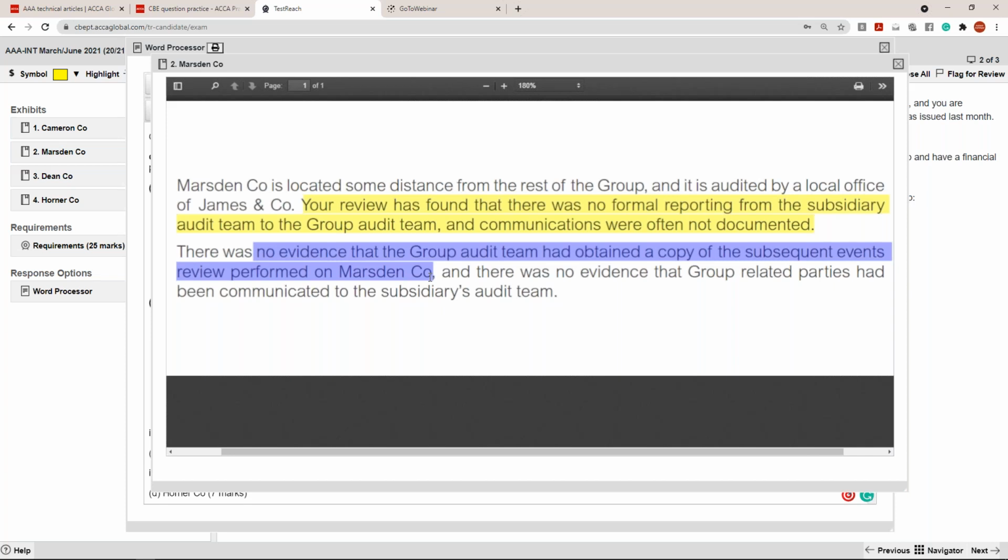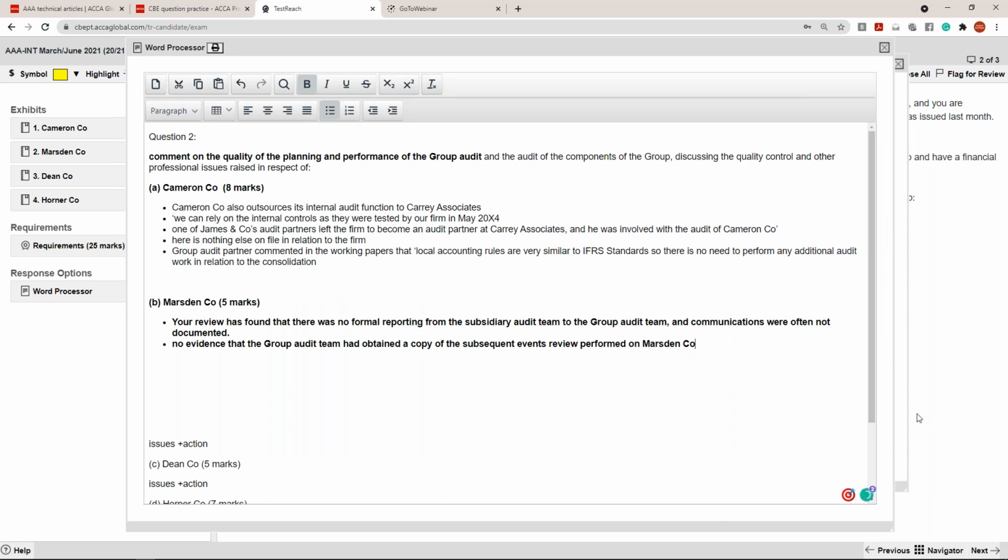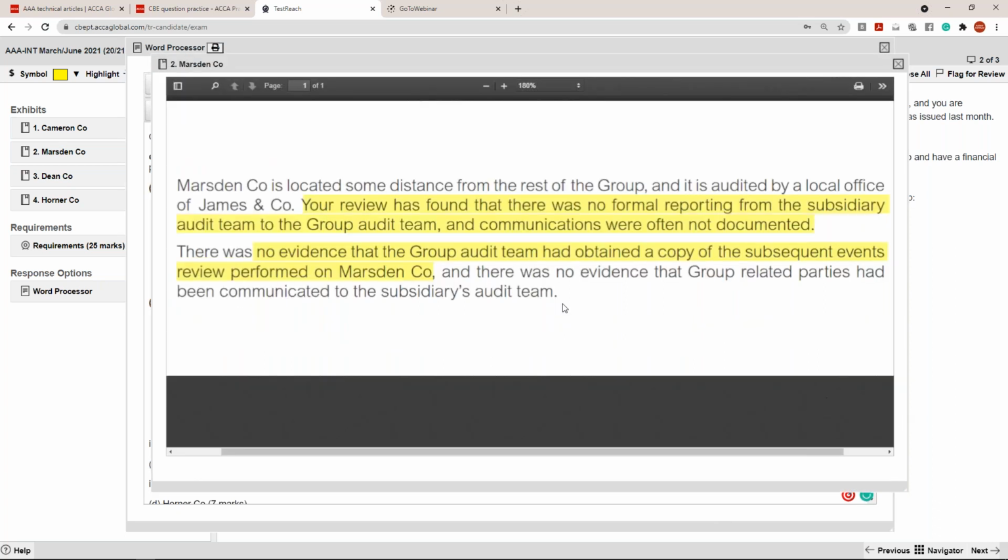Can the subsequent event impact the consolidated financial statements? So there is no evidence that the group audit team has obtained a copy of the subsequent event review performed by Marston Company. Control C, that's the second issue. And you go back and paste it over here in your word processor as the second problem. Control V. See how easy computer-based exams are. You can copy paste and then develop your point.